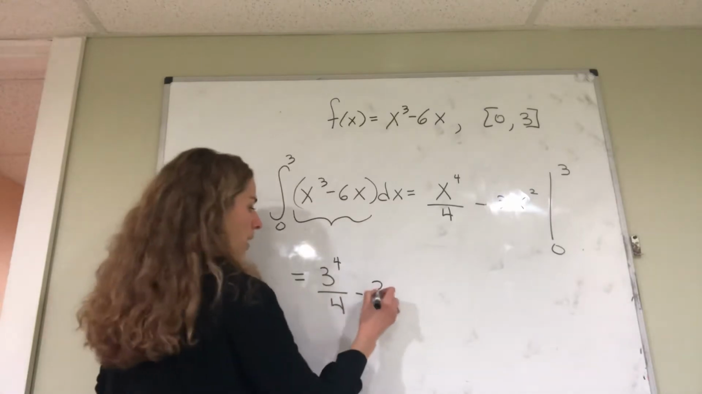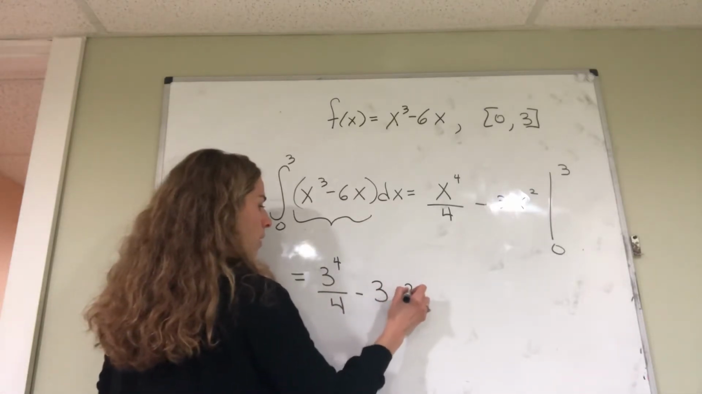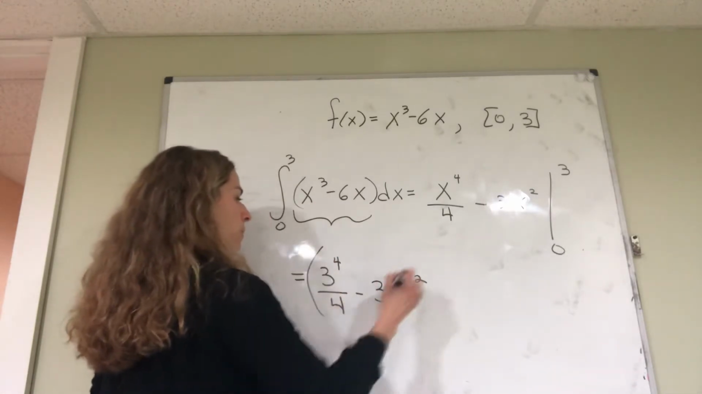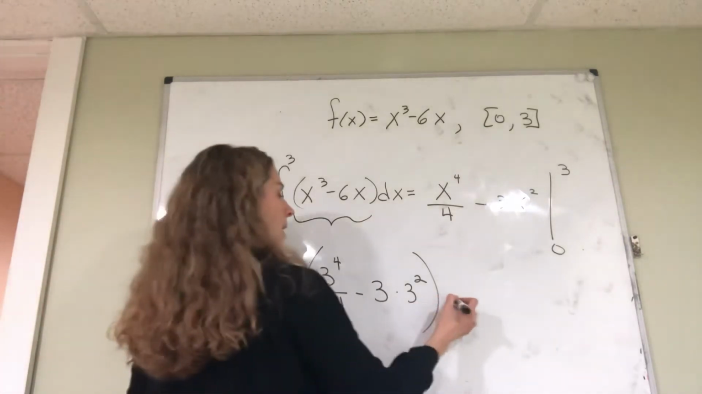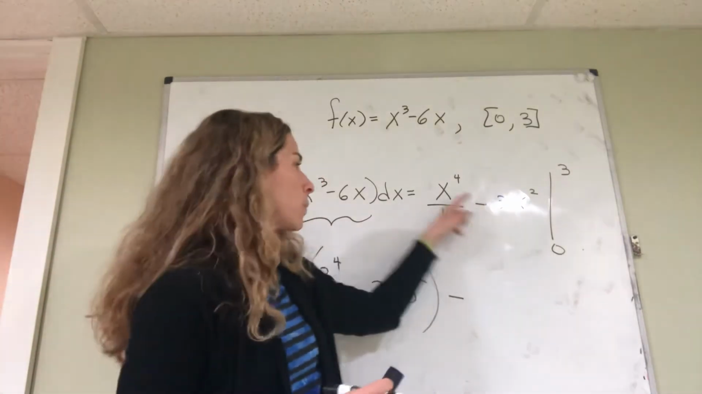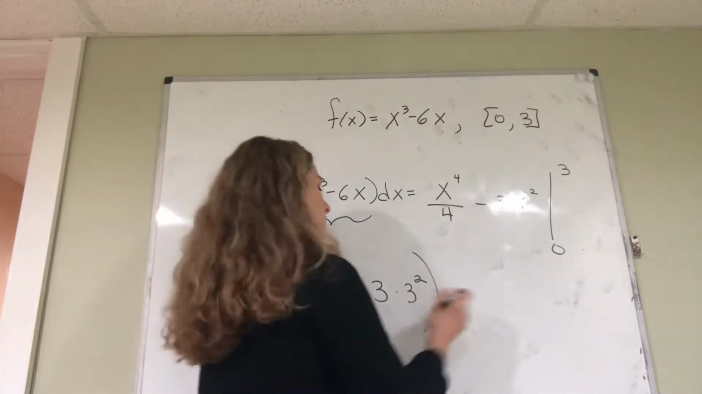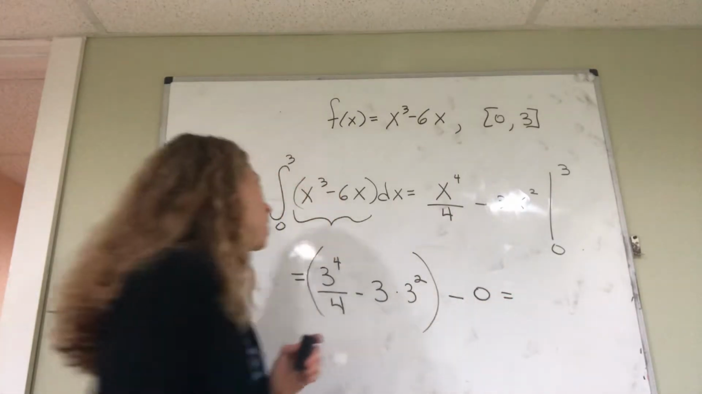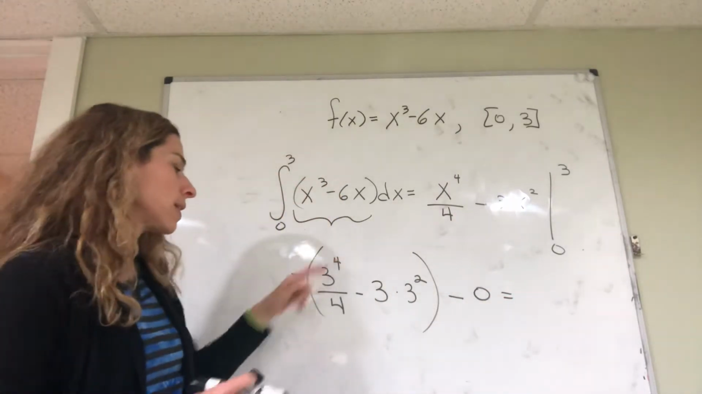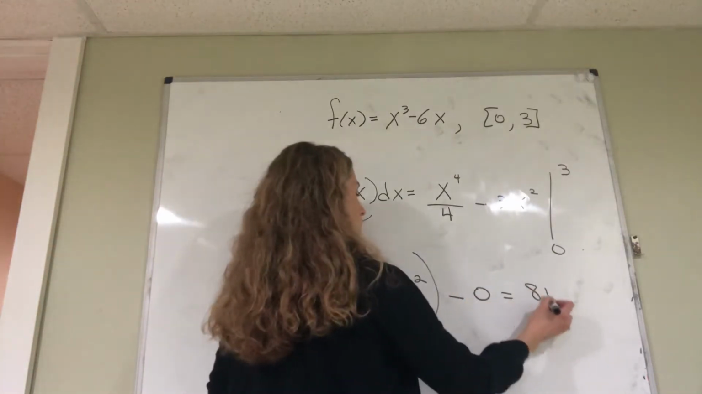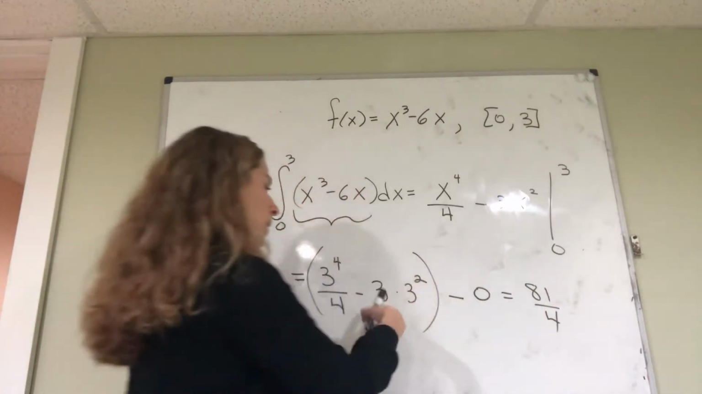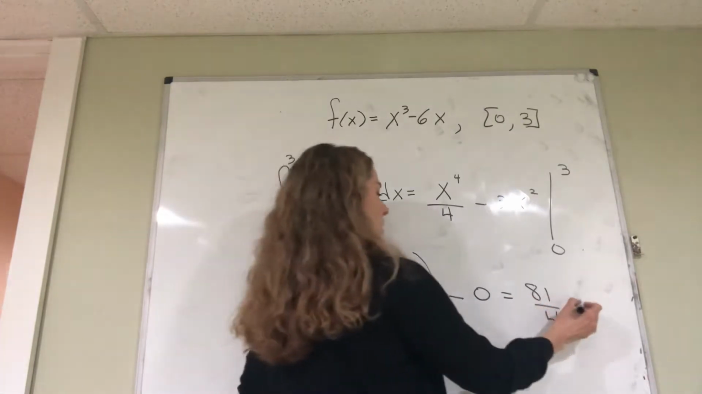So I'll actually write it out in 2 steps. It's going to be 3 times 3 squared. That's from the upper limit. And then minus, when we plug in the lower limit, we're just going to get a 0 minus 0. So that just works out to be 0. When we work this out, 3 to the fourth is 81, so 81 over 4. And then 3 times 3 squared is going to be minus 27.